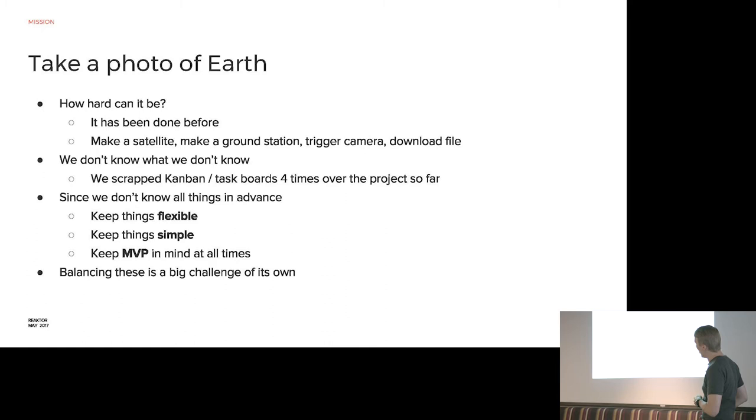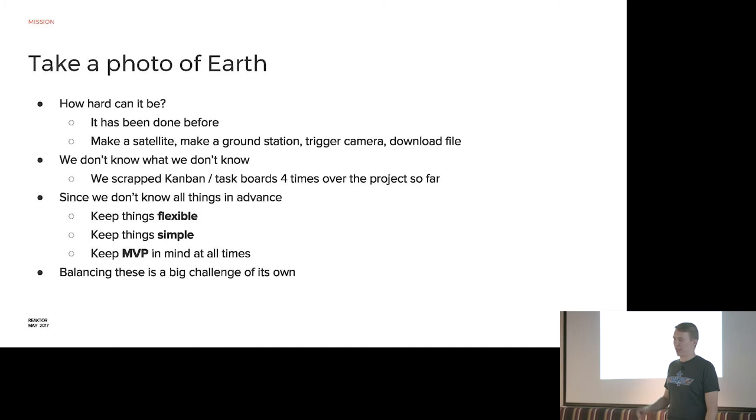four nodes. One node, make a satellite, second one, make ground station, trigger camera, download file. Obviously, this doesn't really scale well for this kind of project. So we have scrapped everything many times and just go forward with small steps and see where it goes. And to achieve this, we try to keep the design flexible, keep things simple, and always try to keep in mind what the minimum implementation would be.